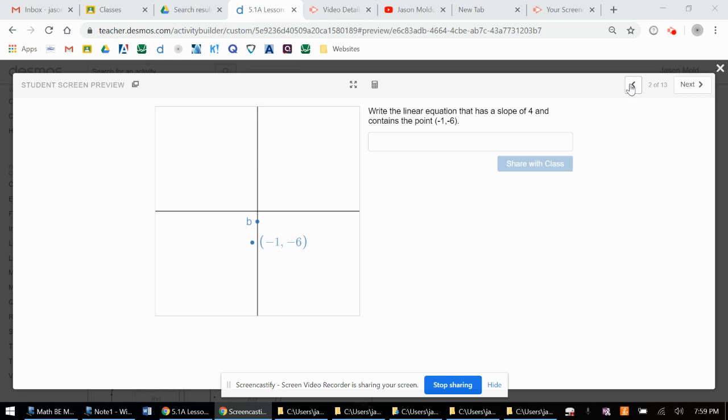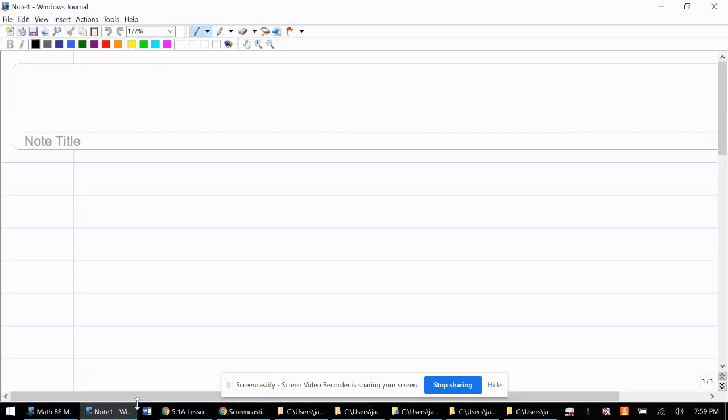I'm going to go through the first one, which says write the linear equation that has a slope of 4 and contains the point -1, -6. So this problem, our given info is that our point is -1, -6, and our slope is 4. And our goal is we want to figure out what b is and put all of this together in our equation that is known as slope-intercept form, which is y equals mx plus b.